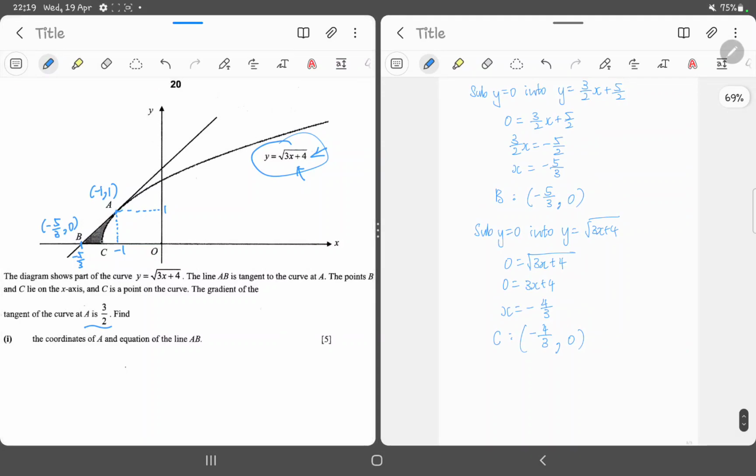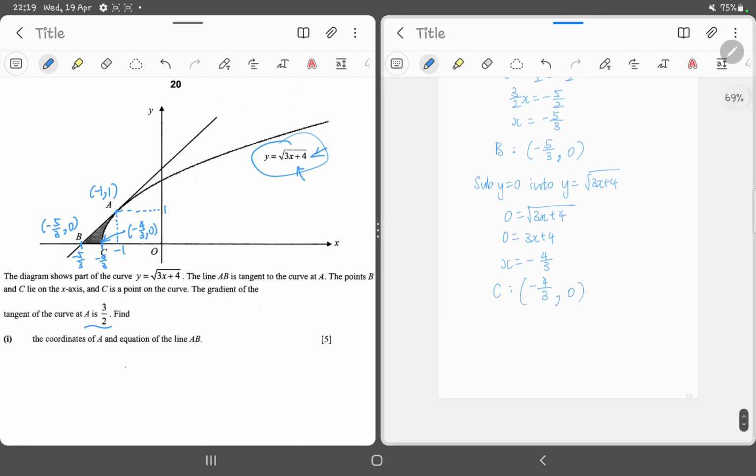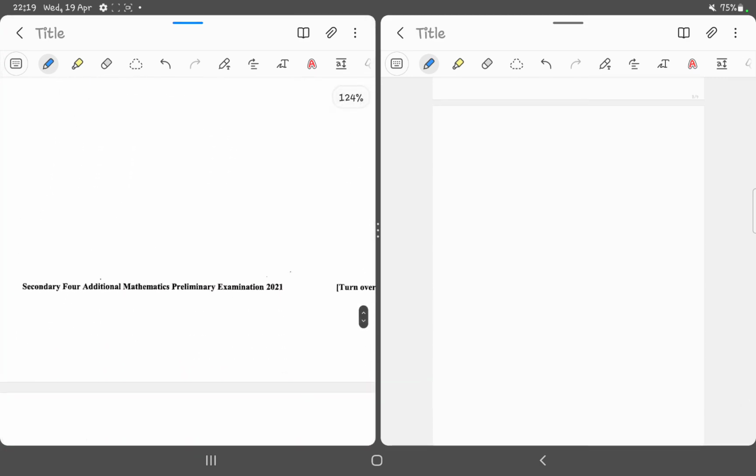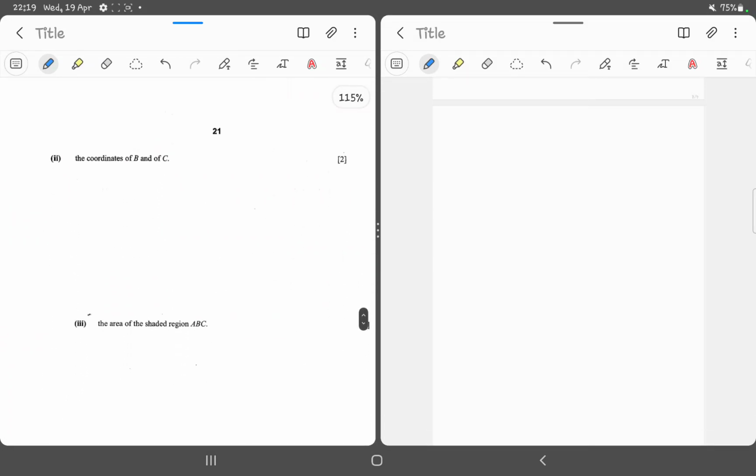So let's label over here. So this is minus 4 over 3, 0. Okay, minus 4 over 3. So we are done with 12 part 2, and we can finally do the last part of the question.